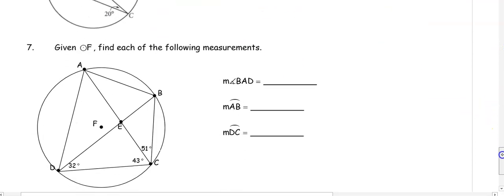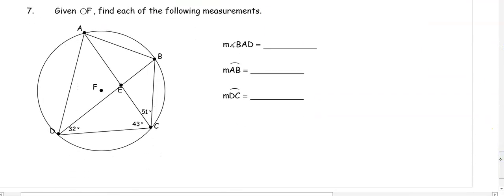So let's move down to our last question on the notes. So given circle F, find each of the measurements. So we know that this angle, 51 degrees, is intercepting this arc. So we know that that's going to be 102 degrees, which is arc AB. That was one thing we had to find.